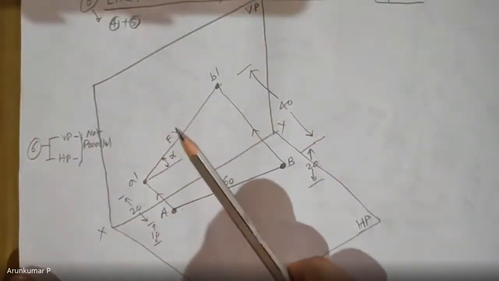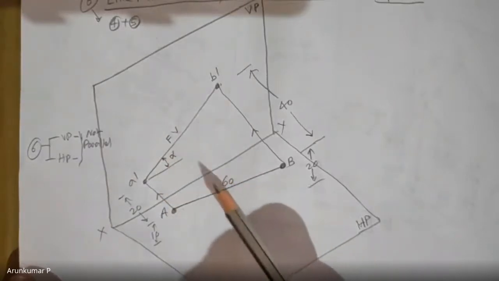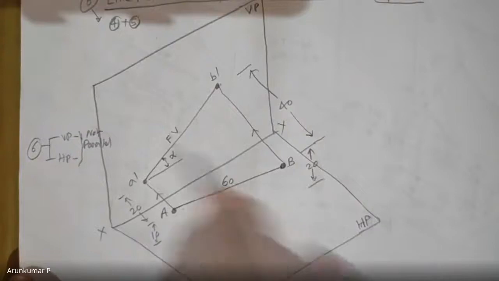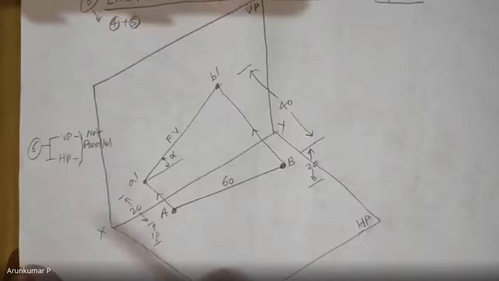What is the length of the front view? Is it less than 60, more than 60, or equal to 60? Less than 60. See, it is very clear that the line AB is not parallel to VP.